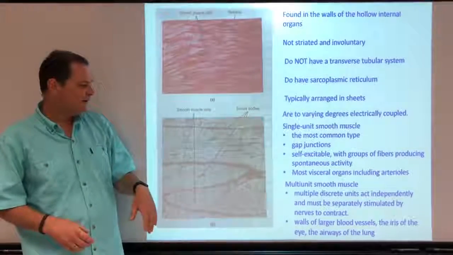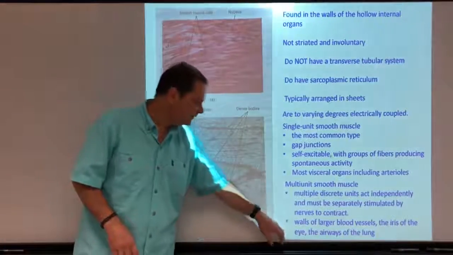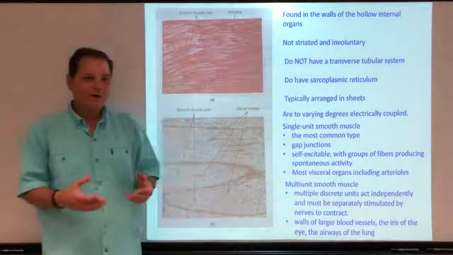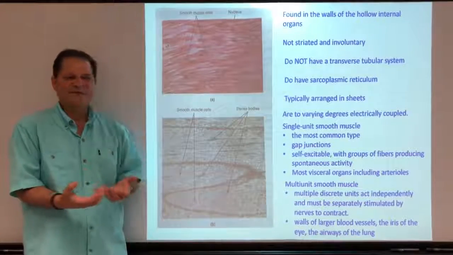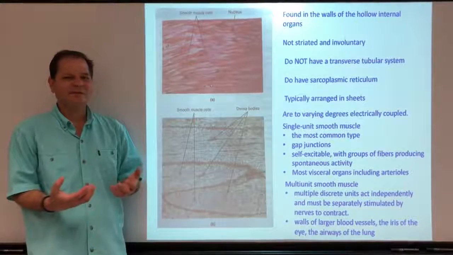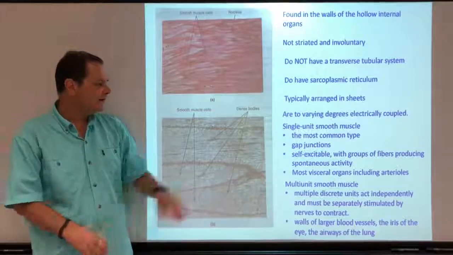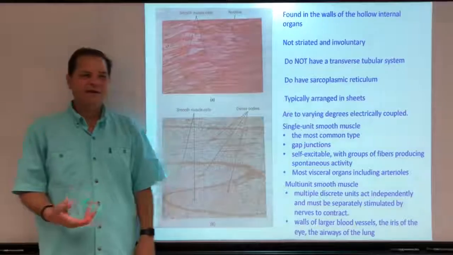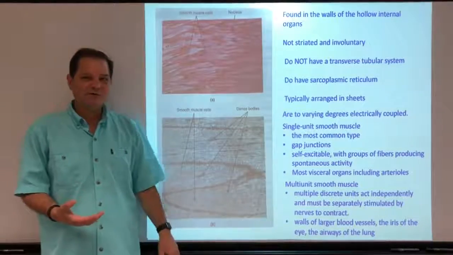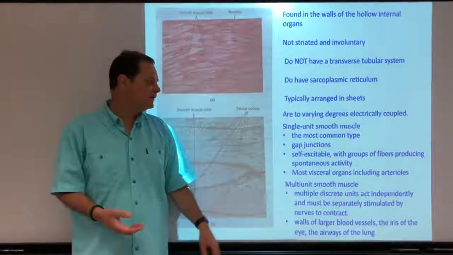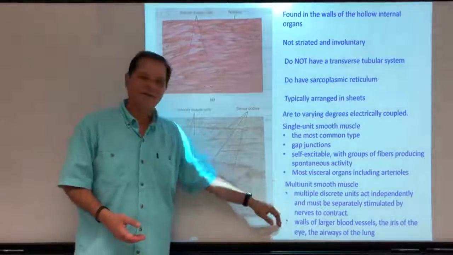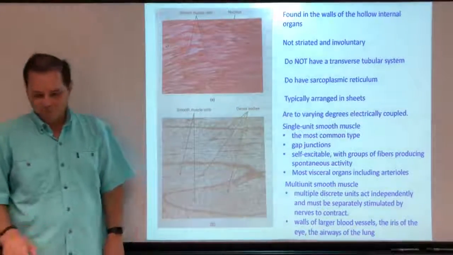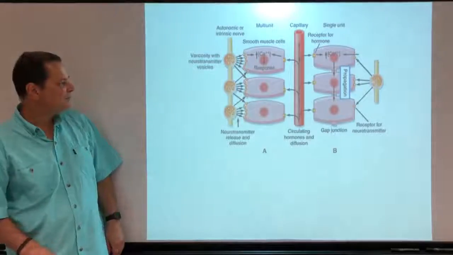You don't typically find pure multi-unit smooth muscle where almost none of the cells have gap junctions and none of the cells are connected, okay? So these are really two extremes. What you find more likely in a real sense is a mixture of the two, where in a particular tissue you'll tend more toward one than the other, okay? So I wouldn't want to give you that impression.